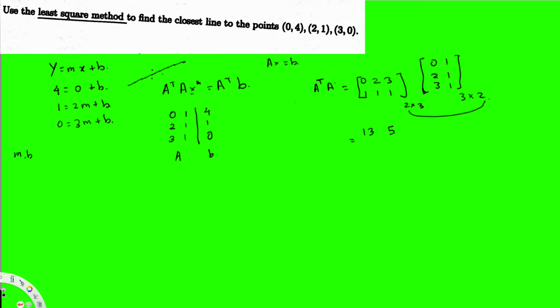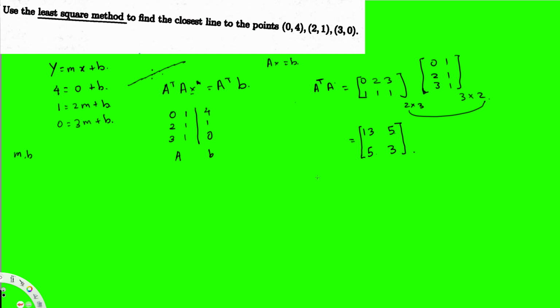Second row, first column: 1 times 0 is 0, 1 times 2 is 2, 1 times 3 is 3, so 2 plus 3 is 5. Then second row, second column: 1 times 1 is 1, 1 times 1 is 1, 1 times 1 is 1, so this is going to be 3. So this is my A transpose A.